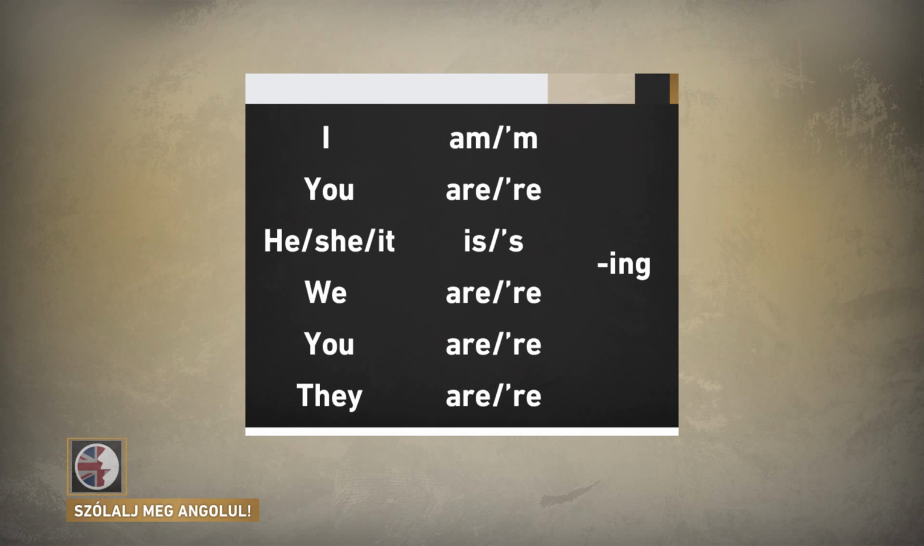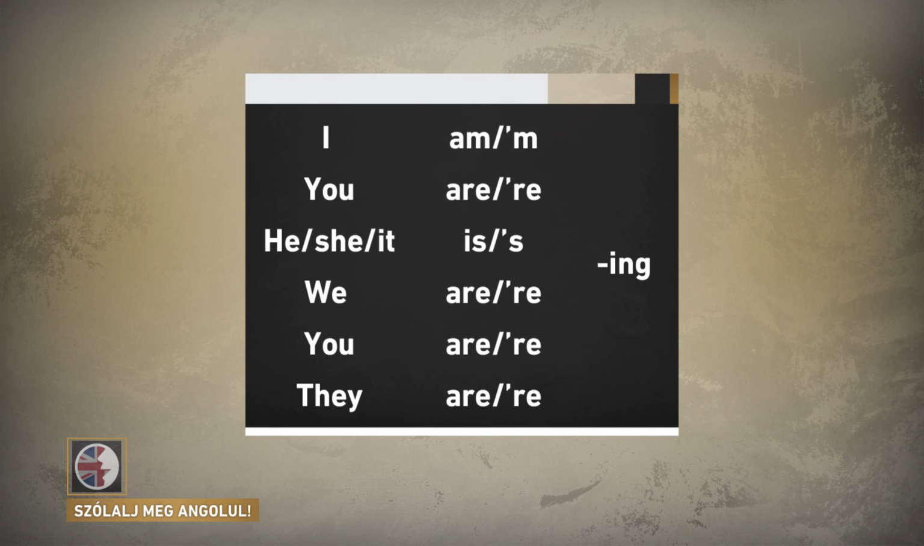That's right. The first place we have to be careful is with the verb to be. The first person singular and the third person singular forms of the verb to be are different. All the other forms are the same. Are. You are, we are, you are, and they are. But the first person singular is I am. And the third person singular is he, she, it is.